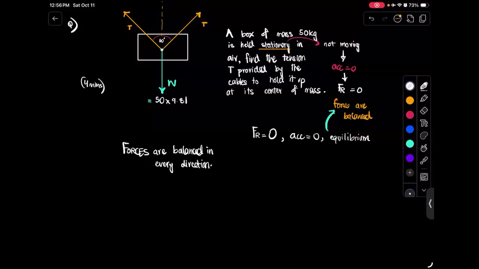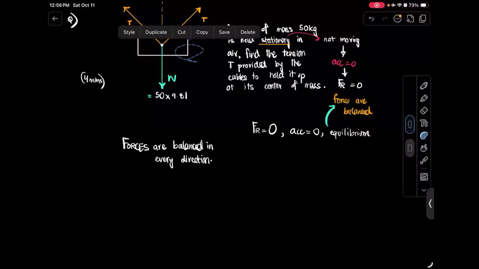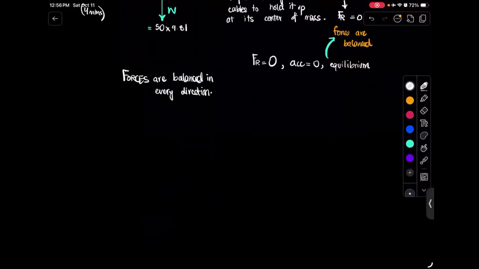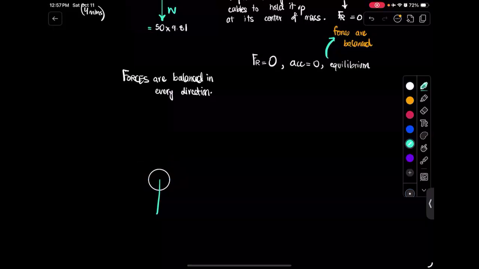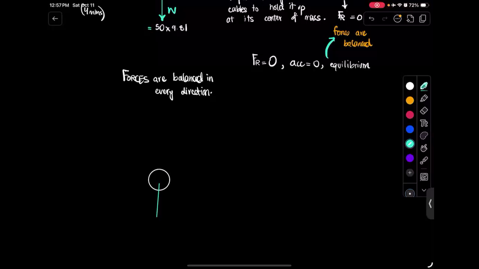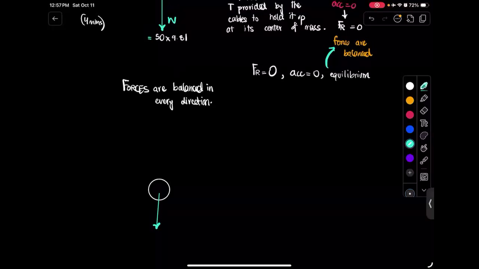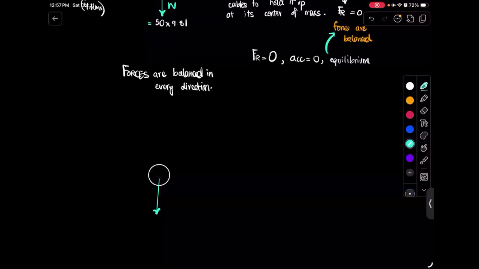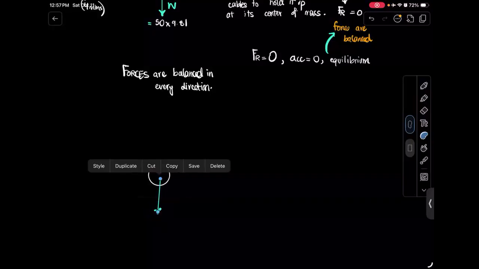So forces are balanced in every direction in this case. Okay, so if you write down the forces, you've got one force which is downwards. In fact, let's just get rid of the box. Let's just draw a circle instead of the box. You've got one force that is downwards, which is the weight. Weight force was what? 490.5, right? 490.5. So far, so good.